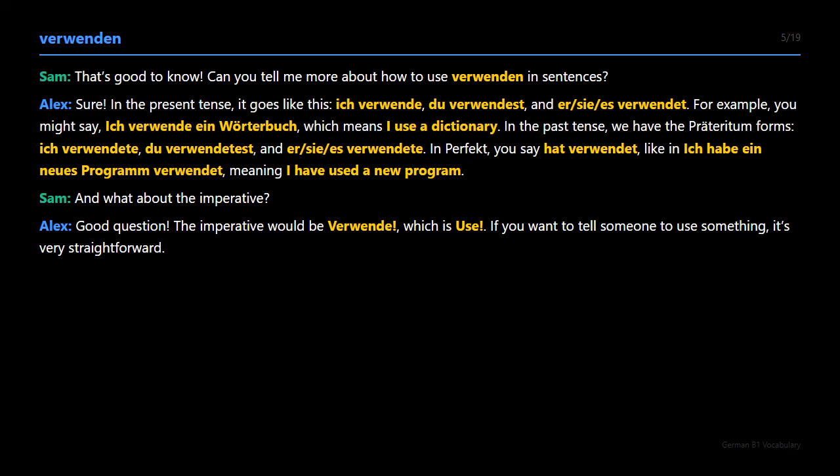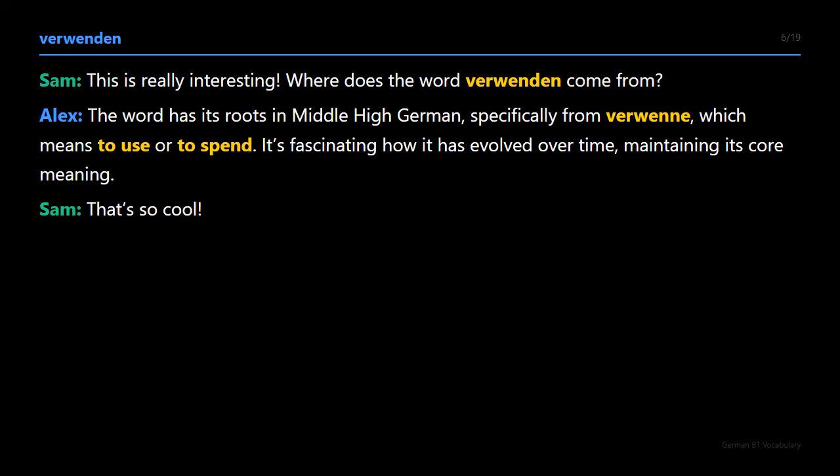This is really interesting. Where does the word verwenden come from? The word has its roots in Middle High German, specifically from verwende, which means to use, to spend. It's fascinating how it has evolved over time, maintaining its core meaning.